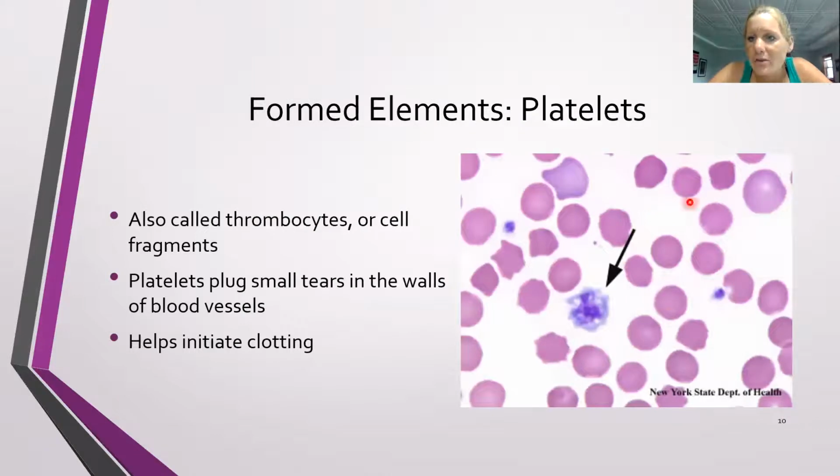Okay. So the last component of those formed elements is made up of platelets. Platelets are also sometimes called thrombocytes or cell fragments. What do we need these platelets for? They're going to plug small tears in the walls of blood vessels and help to initiate blood clotting. So again, if I fall and skin my knee, the platelets are there to plug up the tears within the walls of the vessels, and that's going to prevent me from bleeding out and helps that clotting process begin. So again, protecting myself from losing a large amount of blood volume.